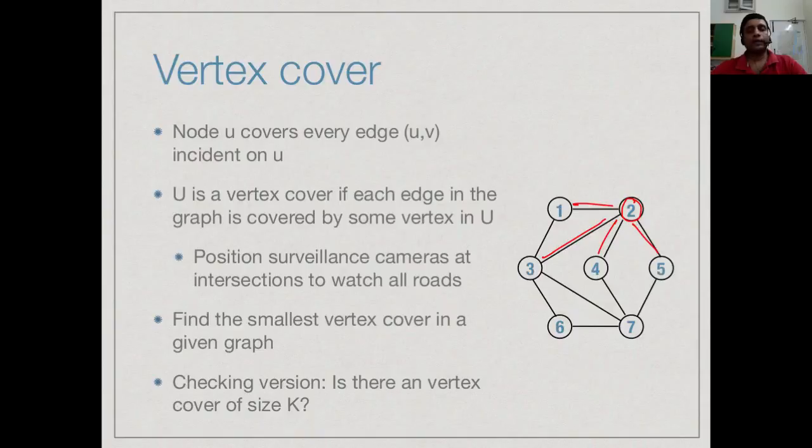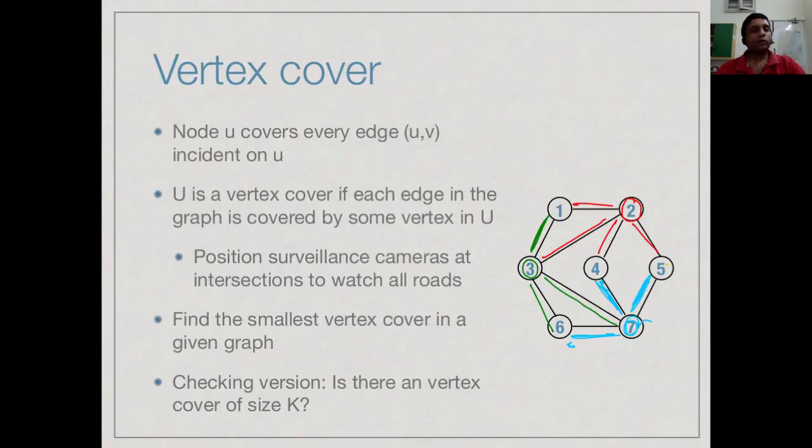So for instance, if I take 2, I cover those edges. Now this edge is not there, so maybe I take 3 to cover it. So I take 3 and this covers these edges. Now I still have some missing edges, so maybe I pick up 7. Okay, so 7 covers these 3 edges. So now I have found a collection of 1, 2, 3 vertices which cover all the edges in this graph.